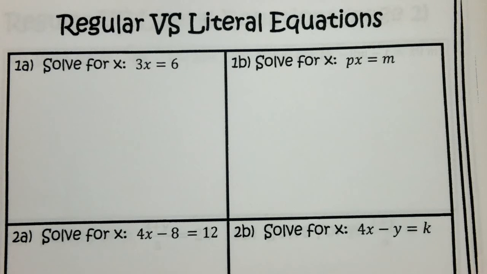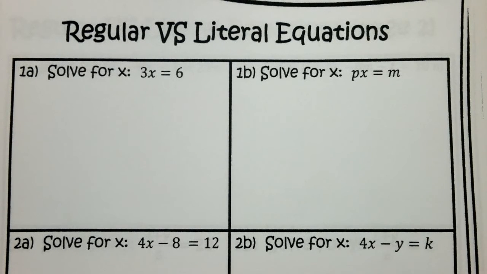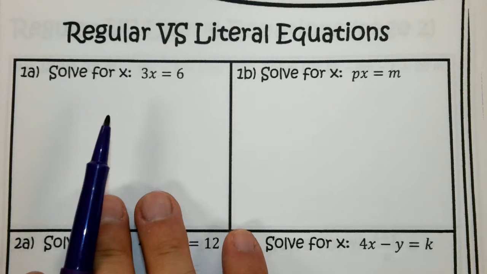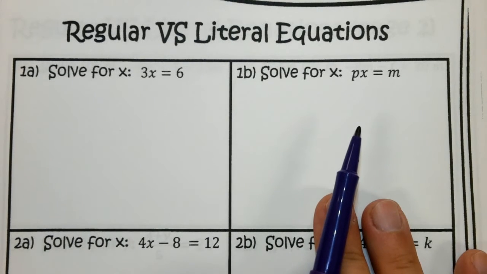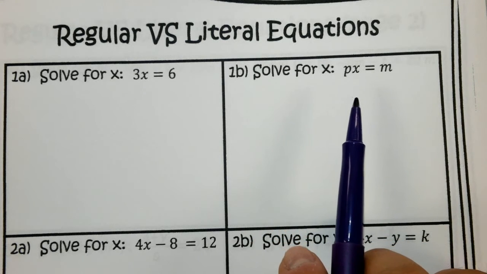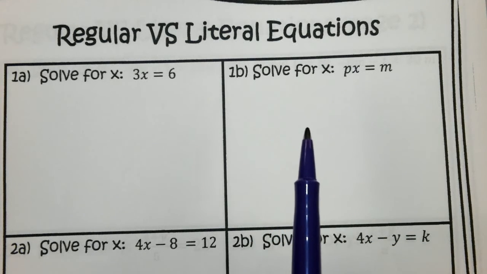Okay, so we're going to talk about literal equations. Literal equations are equations that have more than one variable and that require you to solve for a specific one. On the left side we have regular equations, and on the right side we have literal equations. You can tell the difference between them because this one has more than one variable. So we'll talk about what to do with that in just a second.